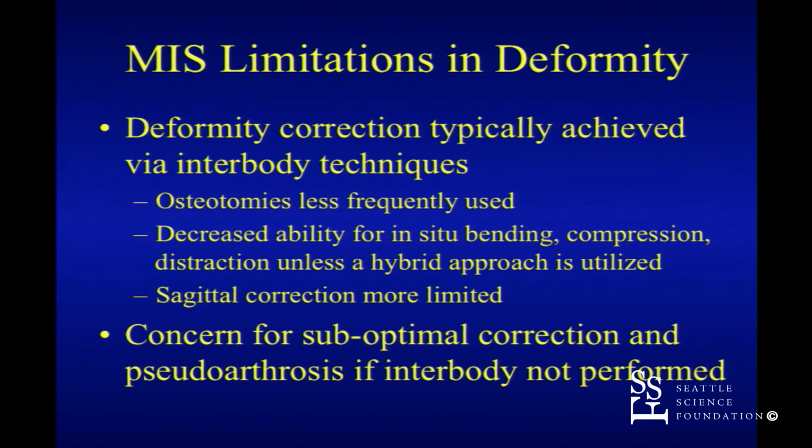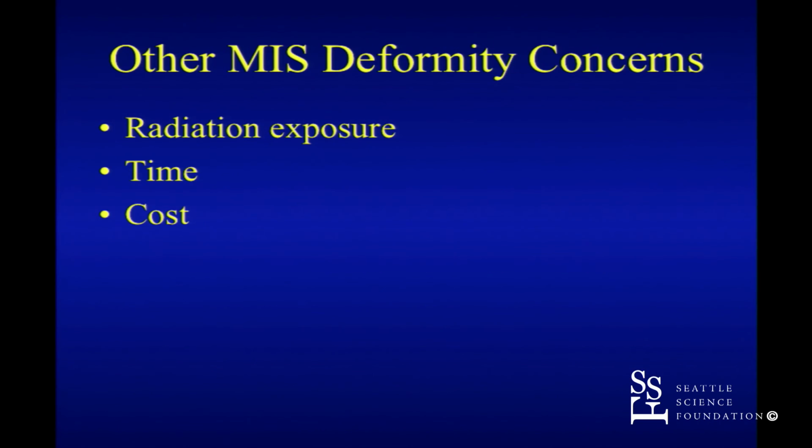So what are the limitations of MIS surgery and deformity? Well, one of the big limitations is that deformity correction typically occurs via the interbody technique. So you're not using osteotomies as well. There's a decreased ability for in situ bending. So since you're percutaneously passing the rod, there's no more in situ bending. So your sagittal correction is more limited. And if you don't do good interbody work, like we've talked about already, there's a concern for pseudoarthrosis.